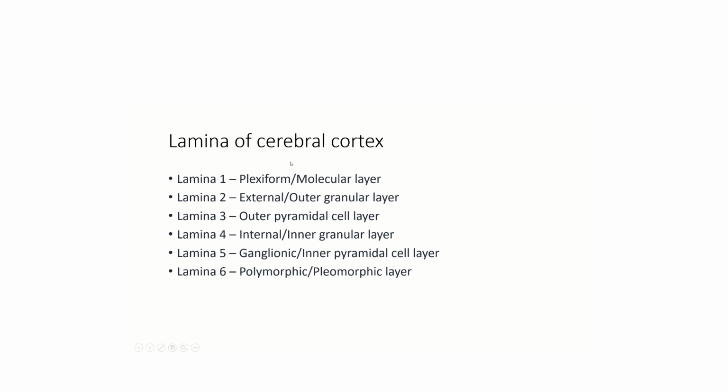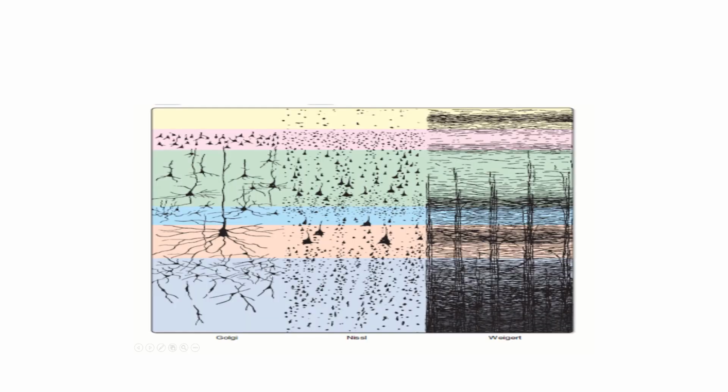There are six layers in the cerebral cortex: lamina 1, otherwise called as plexiform or molecular layer; lamina 2, otherwise called external or outer granular layer; lamina 3, outer pyramidal cell layer; lamina 4, inner granular layer; lamina 5, ganglionic layer; lamina 6 is polymorphic or pleomorphic layer.